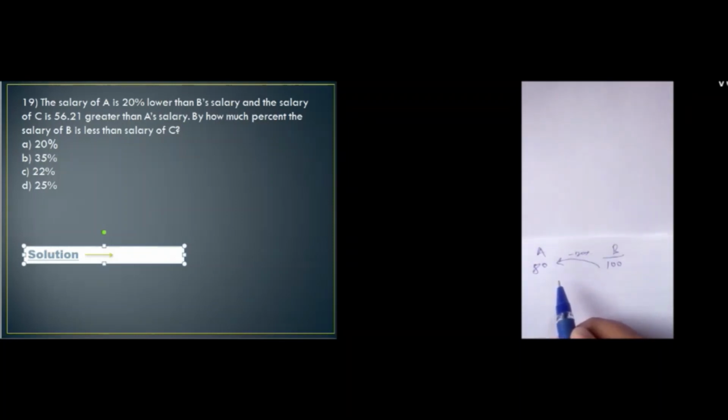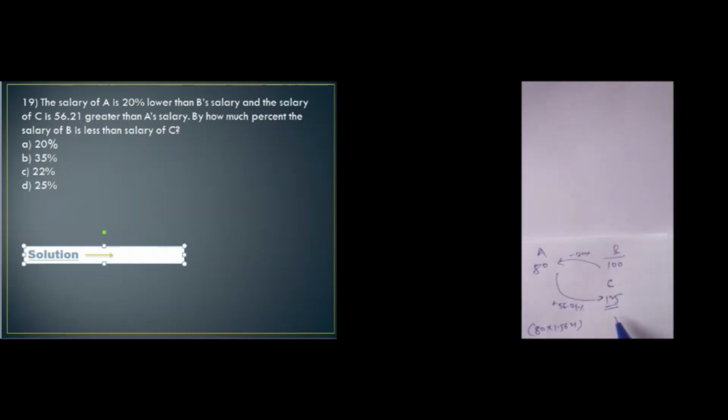And then again it says that the salary of C is greater than the salary of A by 56.21%. So if you multiply this to this particular 80, you can simply make it 80 into 1.5621, and you will get 125. So the salary of B we have considered 100, the salary of A will become 80, and with the increment of 56.21%, the salary of C will become 125.